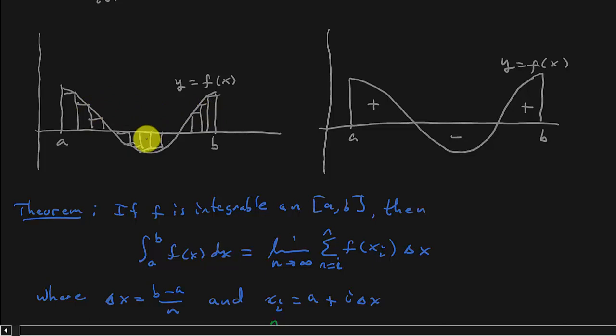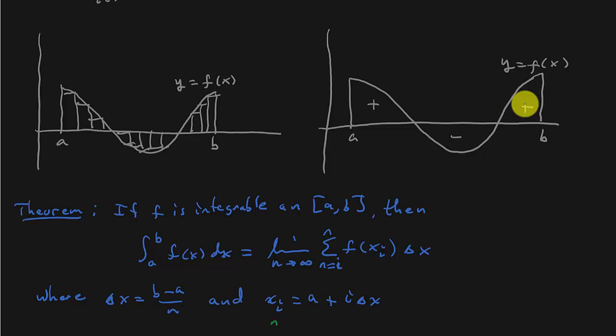And when we take the limit of these Riemann sums, we get this area here. See, over here we're finding areas using rectangles, but we can get this exact area here, here, and here.